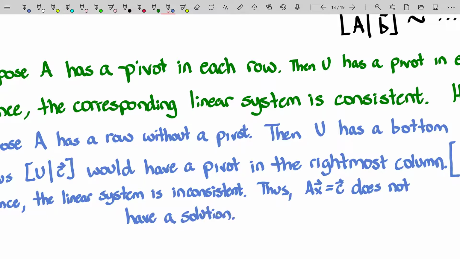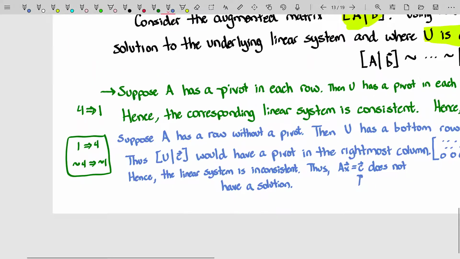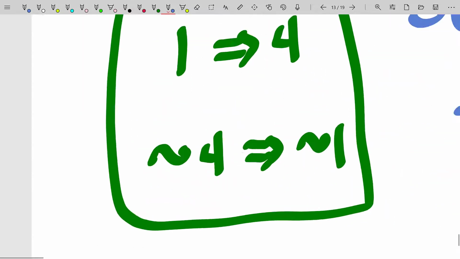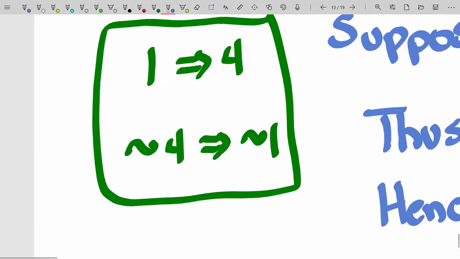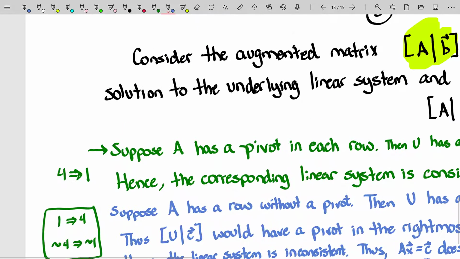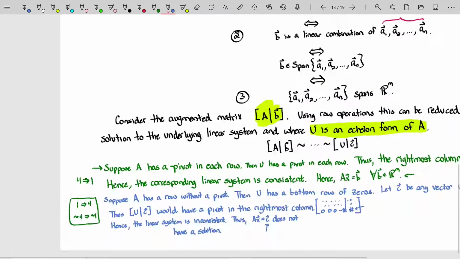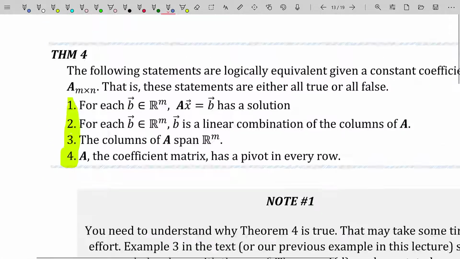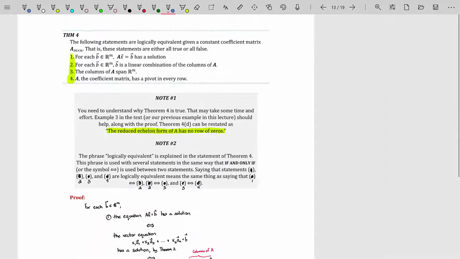And so we have found one vector at least, actually there's an infinite number of them, but let's just say we found one. We found one vector in Rm such that Ax equals that vector does not have a solution. And so we have proven that if 4 is not working, in other words, we don't have a pivot in that bottom row, then 1 is not working. In other words, there is at least one vector in Rm such that Ax equals that vector does not have a solution. So that is the proof actually of the entire Theorem 4.